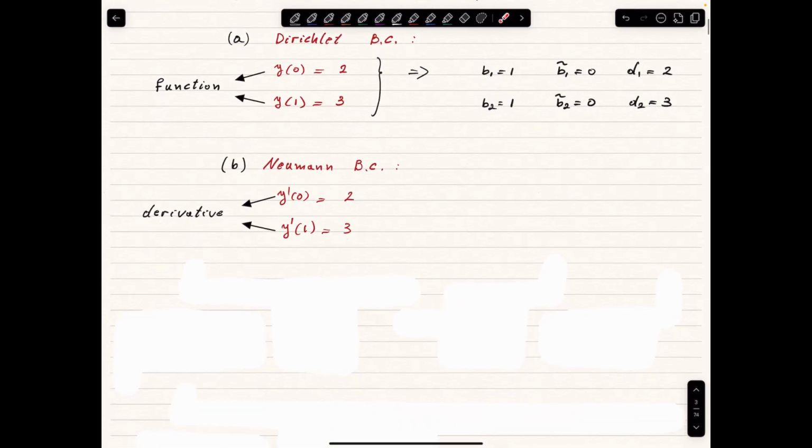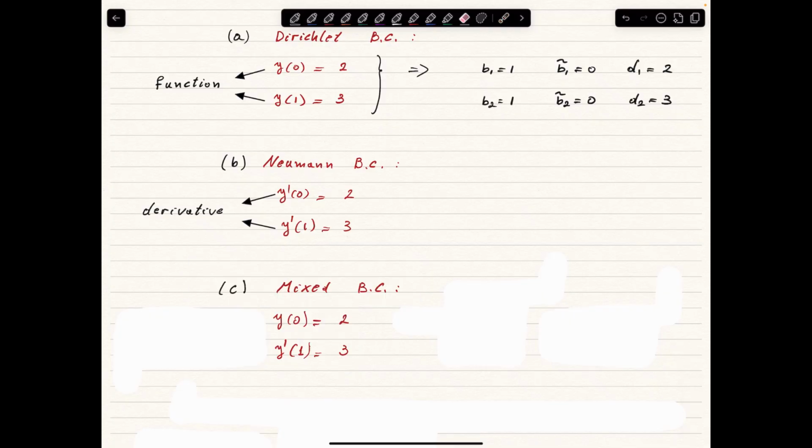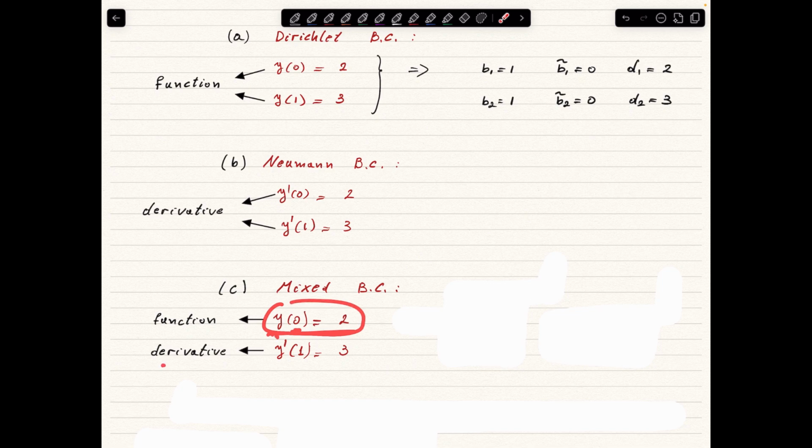And of course we have mixed conditions, for example conditions that include the function and the derivative. So in the first condition at x equals 0, for example, we can have a condition only for the function, and then in the other condition at x equals 1 we can have a condition on the derivative of the solution. This is mixed because one condition contains the function, the other contains the derivative. Or we can have it the other way.